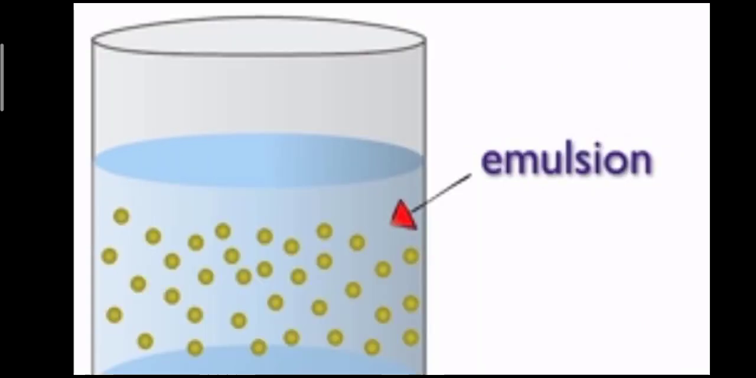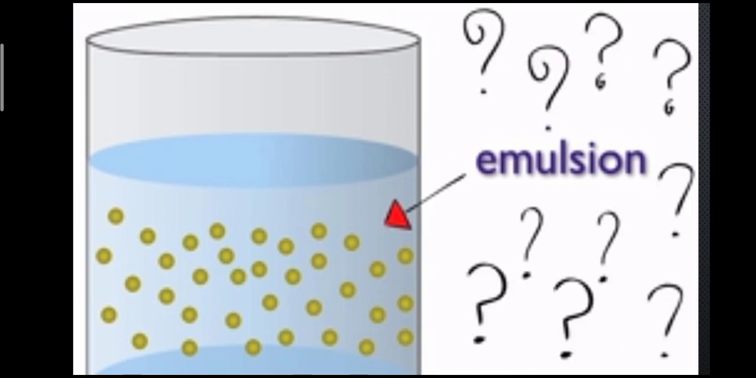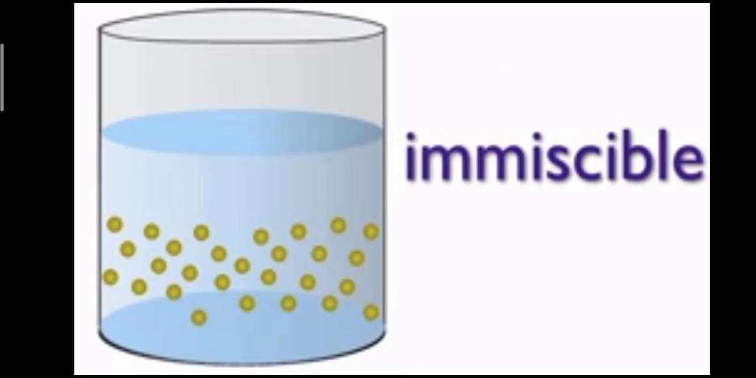Let us look closely at what we have right now. These are tiny oil droplets interspersed throughout the water. We have just created an emulsion. What do you think will happen if we let this emulsion stand for 5 to 10 minutes? Since oil and water are immiscible, the oil droplets will reform the original layer.